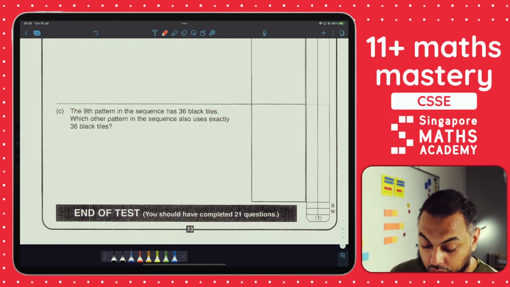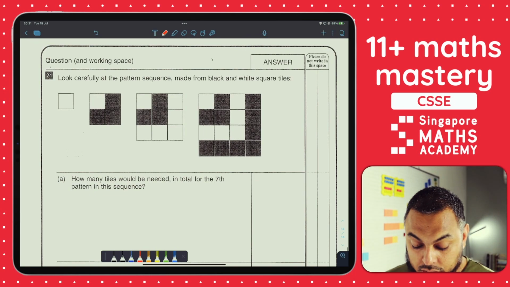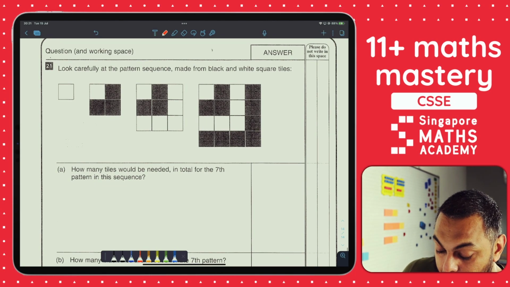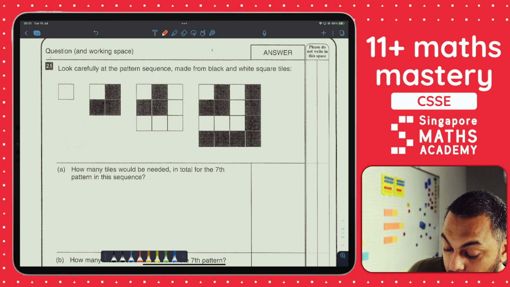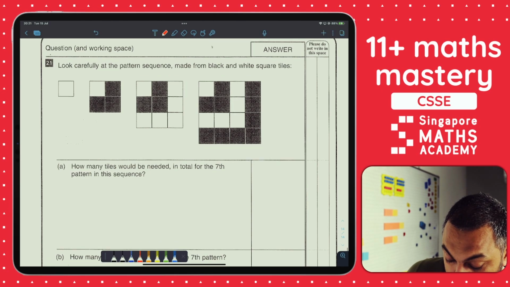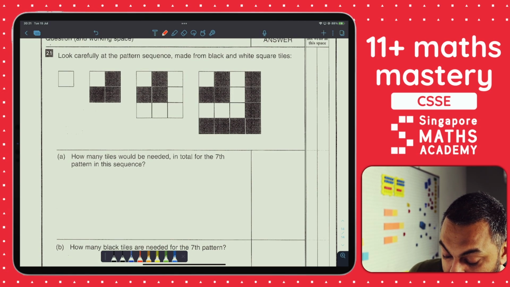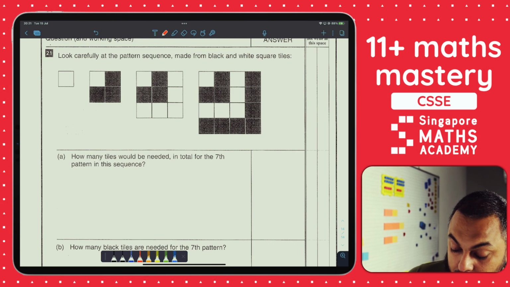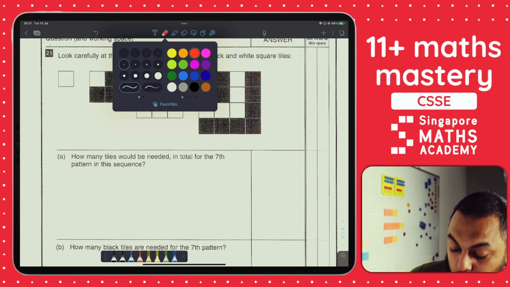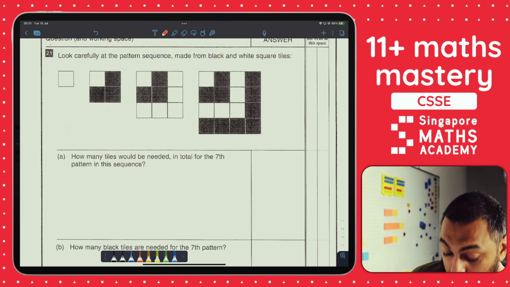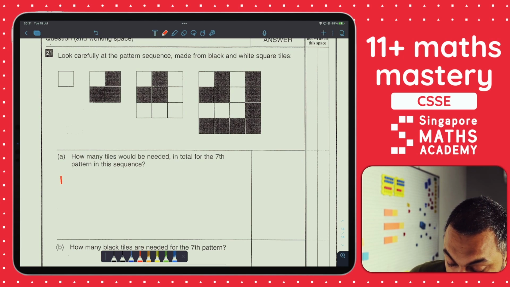And our final question, question 21, says look carefully at the pattern sequence made from black and white square tiles. How many tiles would be needed in total for the 7th pattern? So if we think about it, when we've looked at questions like this, I've said to you, make a table, okay? So you've got pattern number, and we've got 1, 2, 3, 4.